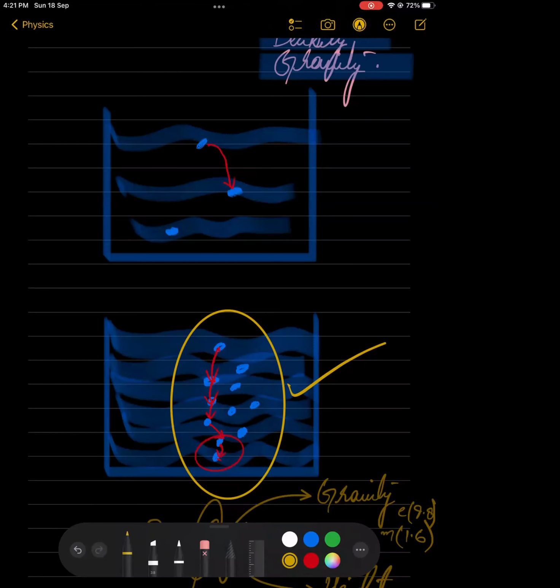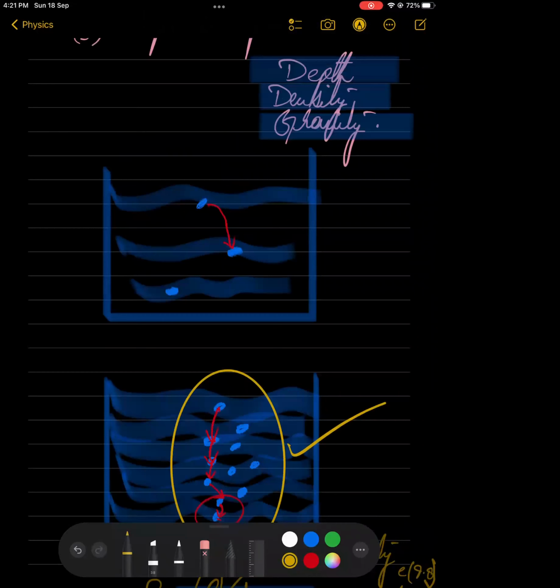You basically need to have understanding of all of these three factors. आपके पास पहला factor है depth, the second one is density, and the last one is gravity. All three of these factors are directly related to the amount of pressure in a particular liquid. अब जितना भी आप इन तीनों factors को increase करते जाओगे, उतनी ही आपकी जो density और इतना ही आपका जो pressure है वो rise कर जाएगा. So all three of these factors are directly related to the pressure in liquid.